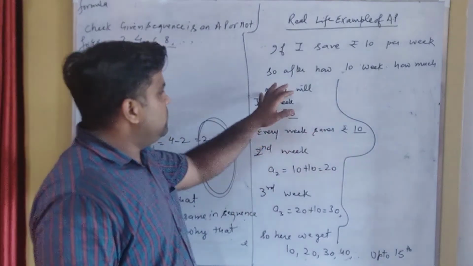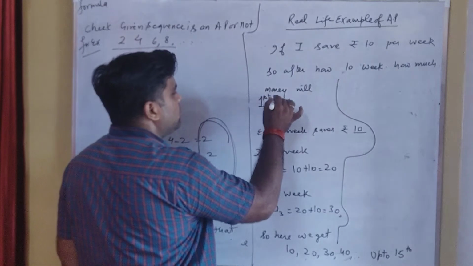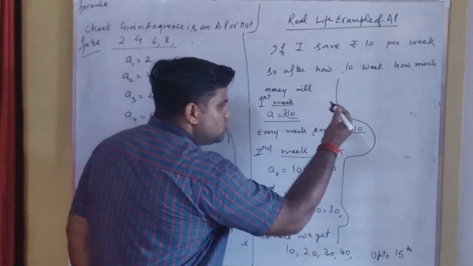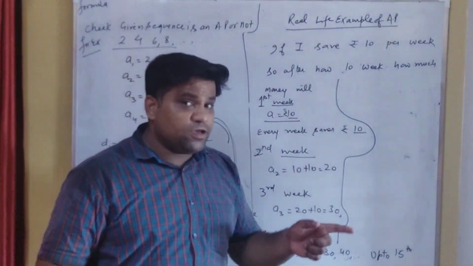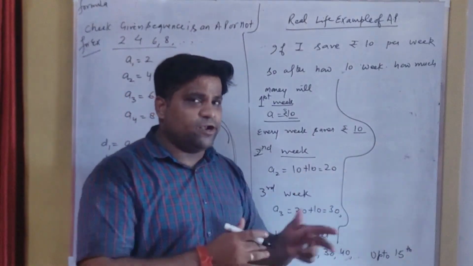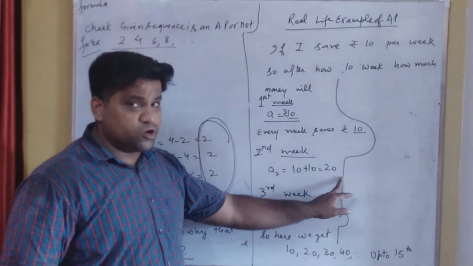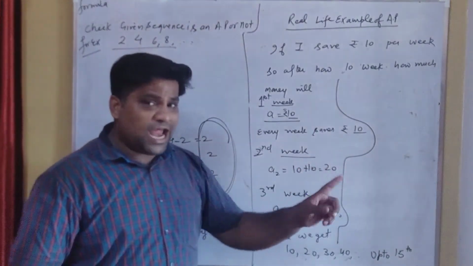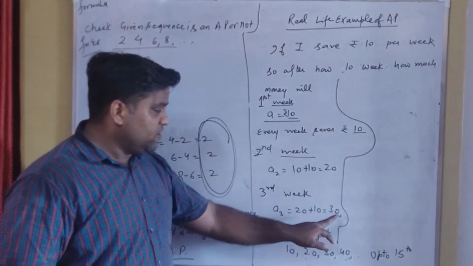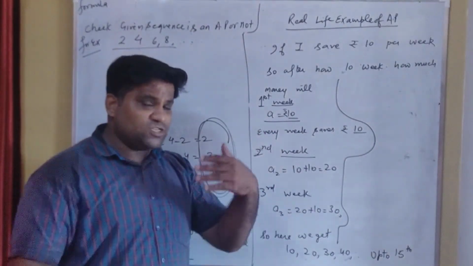So let us come. First of all, in the first week you save 10 rupees. In the second week you save another 10 rupees. It means in the first week you have 10 rupees, and in the second week 10 rupees is added to the first week's 10 rupees. So in the second week you have 20 rupees, because every week we are adding 10 rupees. So in the third week you have 30 rupees. In the fourth week you have 40 rupees.